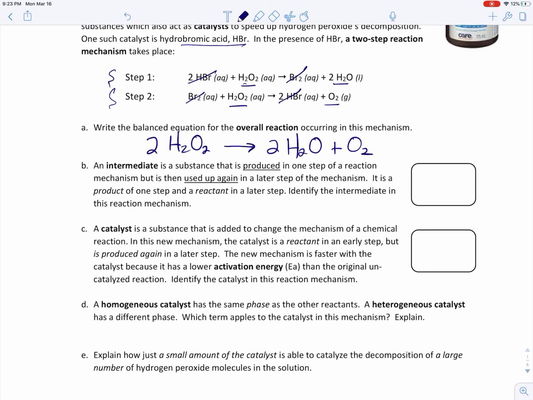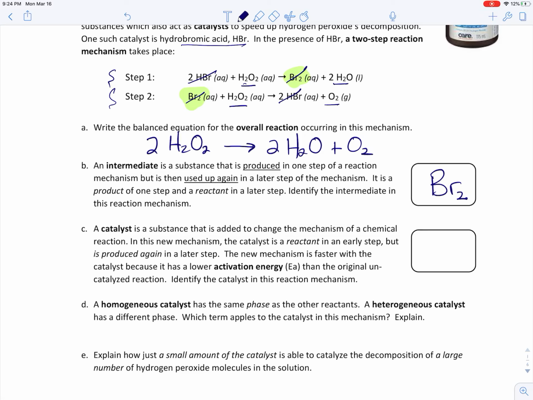The intermediates were things that are produced in an early step, so in this case, produced in step 1, but then they were used up as a reactant in a later step, in this case, step 2. So by that definition, we can see the bromine was a product in the first step, and then it was a reactant in the second step. So bromine qualified as an intermediate, Br2. So it'll be found on the right-hand side in an early step of the mechanism, and then later on the left-hand side, and it always cancels out.